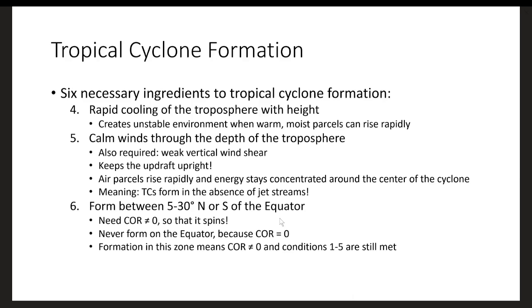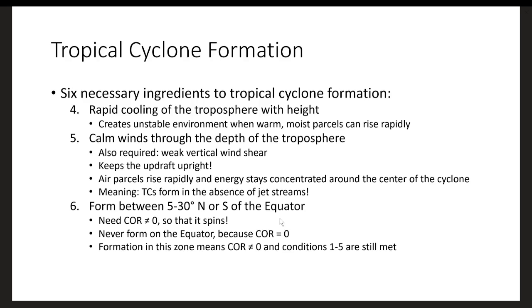So the fourth ingredient is rapid cooling of the troposphere with height. So this creates the unstable environment where warm, moist air parcels can rise rapidly. So the air parcels, when they're in a cold environment, the parcels will be warmer than the environment, and warm air likes to rise, so that's good for tropical cyclone development.